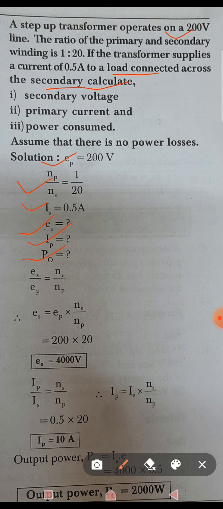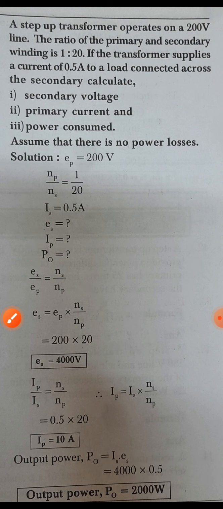Now we have used the condition that ES upon EP is equal to NS upon NP. Then ES is equal to EP multiplied by NS upon NP. NS upon NP is nothing but 20, so we have substituted here. So 200 multiplied by 20, we have got 4000 volt. Next, IP upon IS is equal to NS upon NP. Therefore, IP is equal to IS multiplied by NS upon NP, 0.5 multiplied by 20. IP is nothing but 10 ampere.